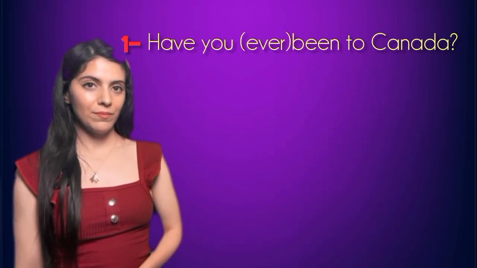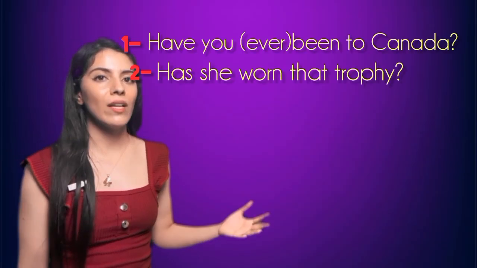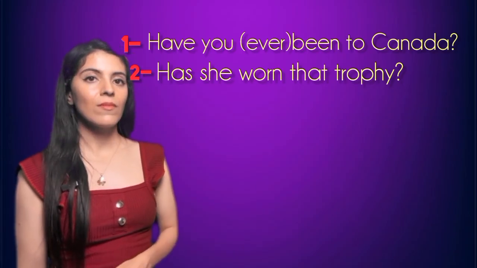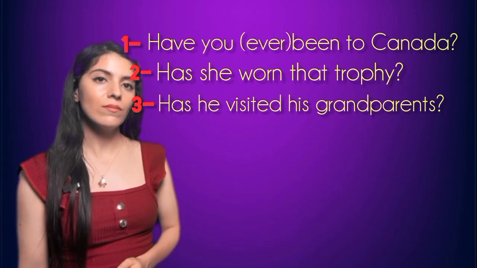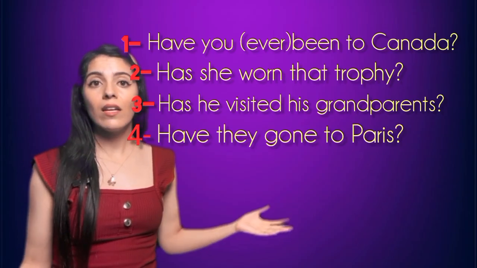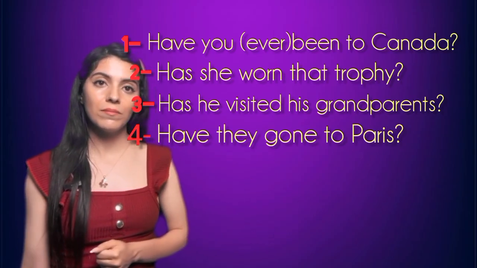To make present perfect in question, we just have the same structure, but we change the order of the first two words in the affirmative form of present perfect. So, as an example, I would say, have you been to Canada? Has she won that trophy? Has he visited his grandparents? Have they gone to Paris?